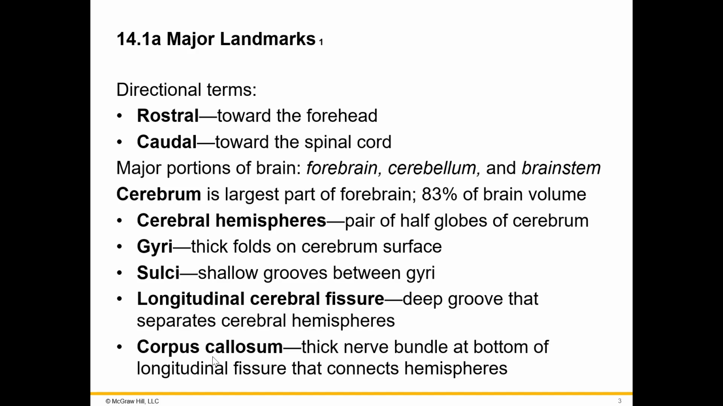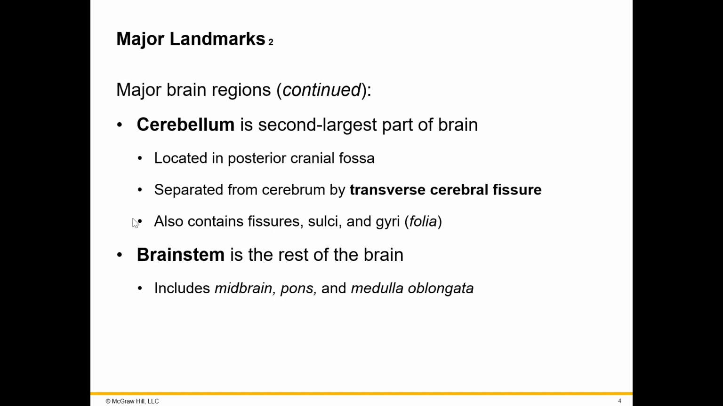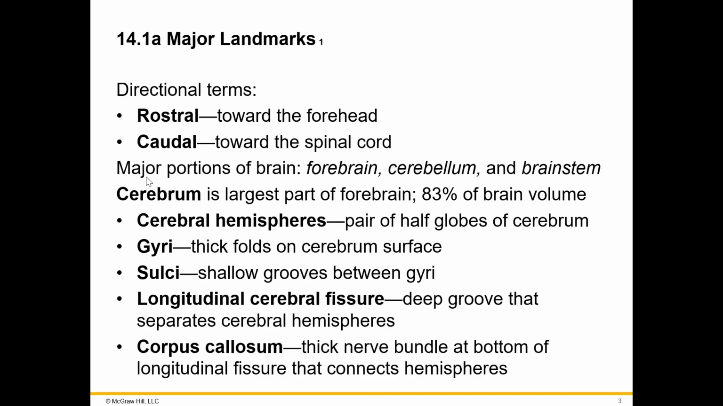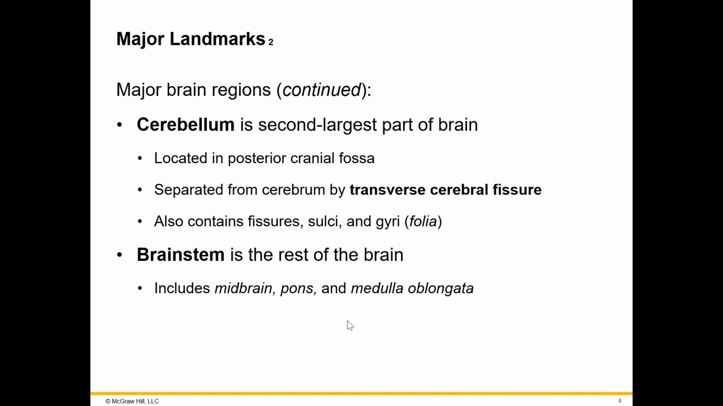There is a corpus callosum, and this corpus callosum is a thick nerve bundle at the bottom of the longitudinal fissure that connects both hemispheres. So both hemispheres are separated by the longitudinal fissure, while the corpus callosum is nerve bundles at the bottom of the longitudinal fissure that connect both hemispheres.